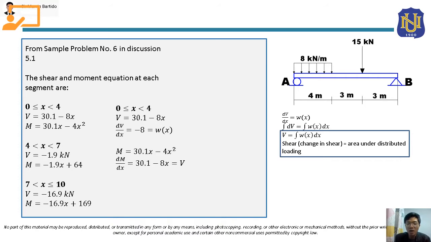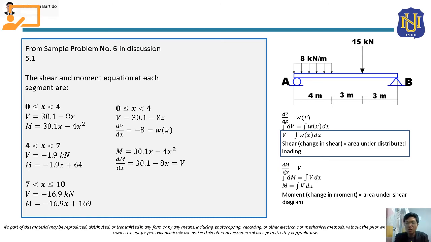And in the same way, class, for moment, dM over dx equal to V. We can cross multiply this dx here so that it will become dM is equal to V times dx, and we will integrate both sides. Integrating both sides, this integral sign and this d will be cancelled. So what will remain here is M is equal to integral of V dx. And class, this integral of V dx is actually the formula for solving the area under the shear diagram.